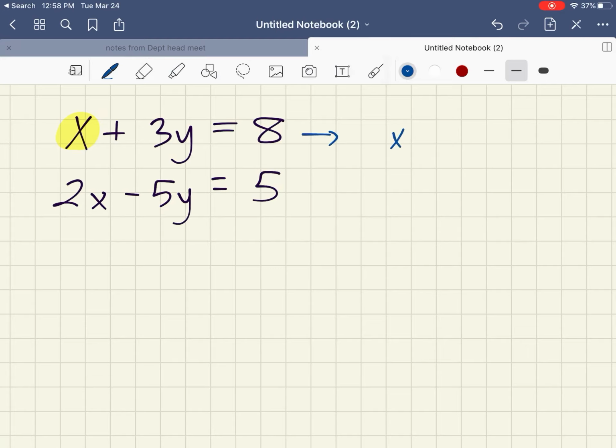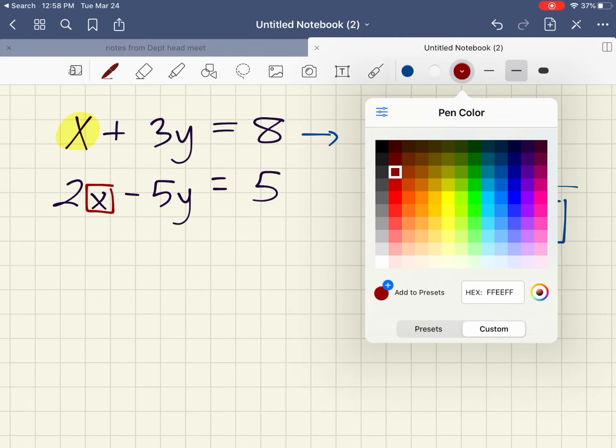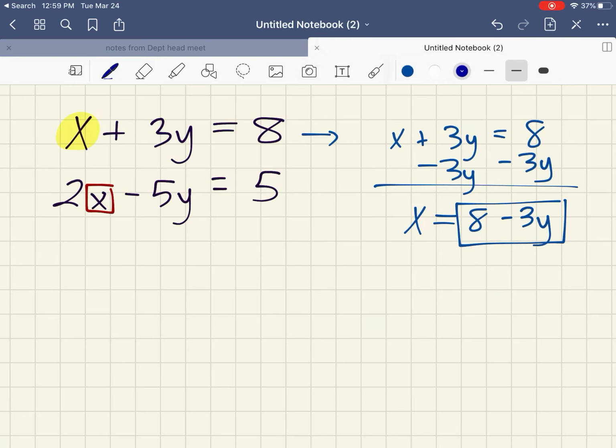So in order to do that, I would subtract 3y from both sides. And we have x equals 8 minus 3y. And now I have an expression that I can substitute for x. Now, since I used the top equation, I'm going to use the bottom equation as my one that I will rewrite. I'm going to replace x with 8 minus 3y.